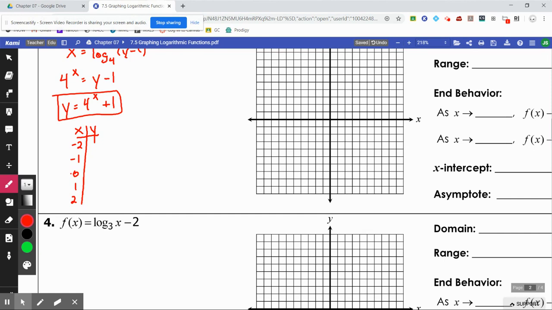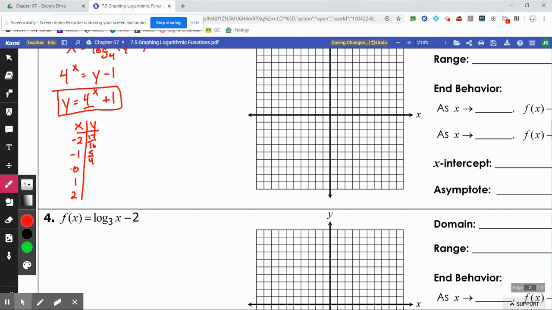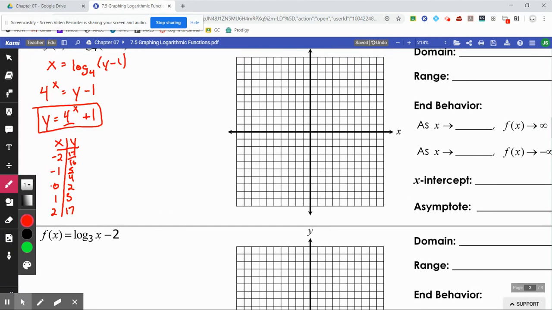When I plug in -2, 4 to the -2 is 1/16. So when you add 1 to it, I found a common denominator, that's 17/16. Plug in -1, bring it to the bottom, that's 1/4 plus 1, that'd be 5/4 after you find a common denominator. Now these are easier to plug in. 4 to the 0 is 1 plus 1 is 2. 4 to the first is 4 plus 1 is 5. 4 to the second is 16 plus 1 is 17. Now let's plot these points and see what our graph looks like.